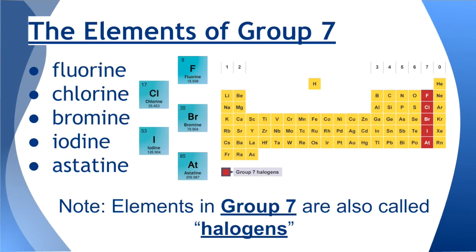The elements of group 7. The elements of group 7 are fluorine, chlorine, bromine, iodine, and astatine. These elements lie to the right side of the periodic table. Something you should know is that the elements of group 7 are also called halogens.